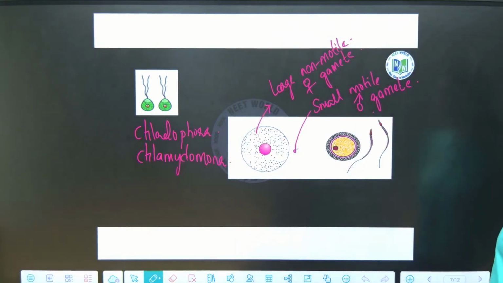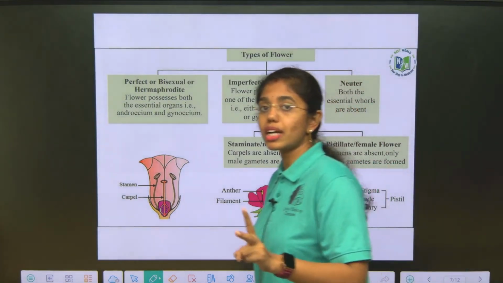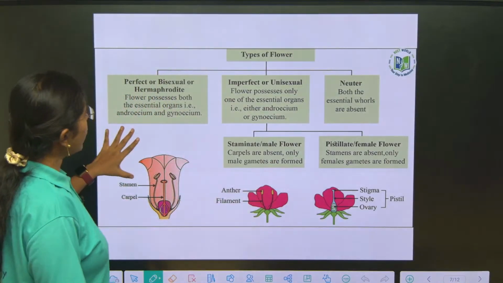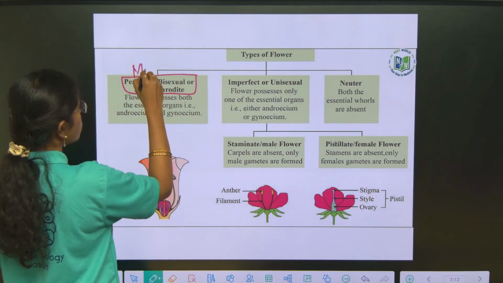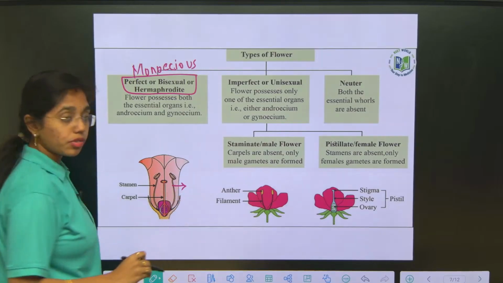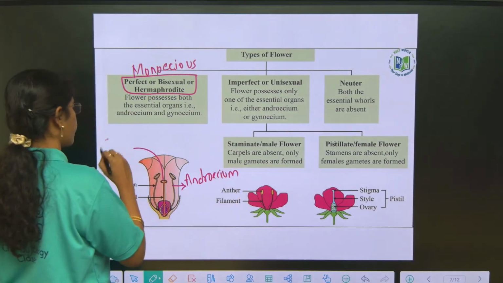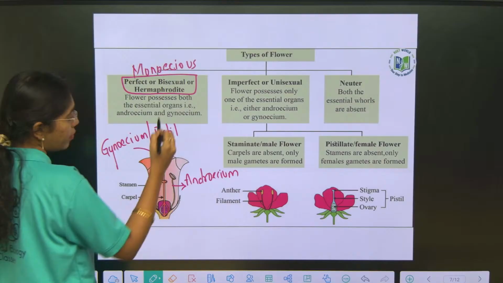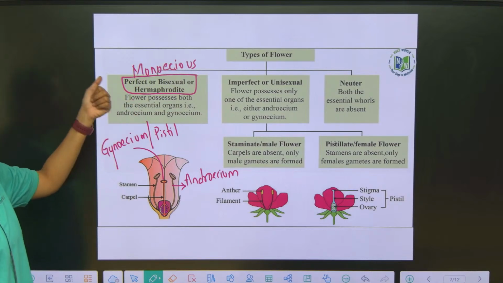Clear, right? Next you see types of flowers. We have different types of flowers based on the presence of both the sex organs in the same flower, or a single sex organ in an individual flower, or no sex organs at all. Here, types of flowers: perfect, bisexual or hermaphrodite flowers. This you can also address as monoecious plants, wherein it has both the male reproductive structure, that is androecium, and gynoecium or pistil. Both are present in a single flower, then that flower is addressed as what? Bisexual flower, perfect flower, or a hermaphrodite or a monoecious plant.